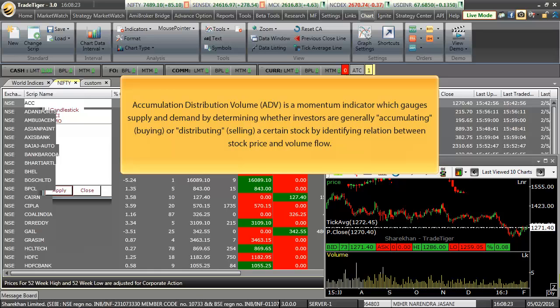Accumulation Distribution Volume is a momentum indicator which gauges supply and demand by determining whether investors are generally accumulating, which is also called buying, or distributing, which is also termed selling, a certain stock by identifying the relation between stock price and volume flow.